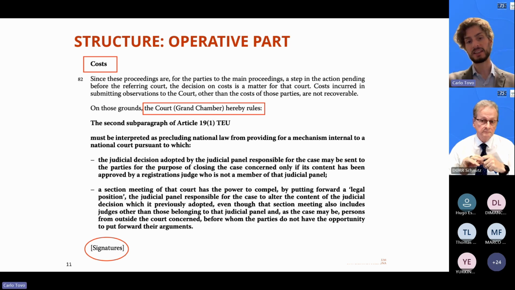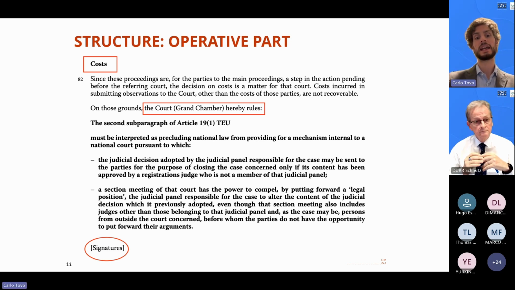And in the operative part, of course, you'll find a list of answers to the various questions, so the various pleas in law, in the order in which the court answered the question or examined the ground, as they appear in the last point of each subsection of the second part of the judgment.